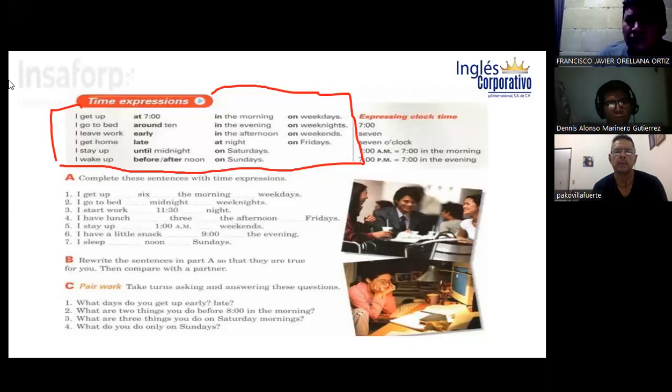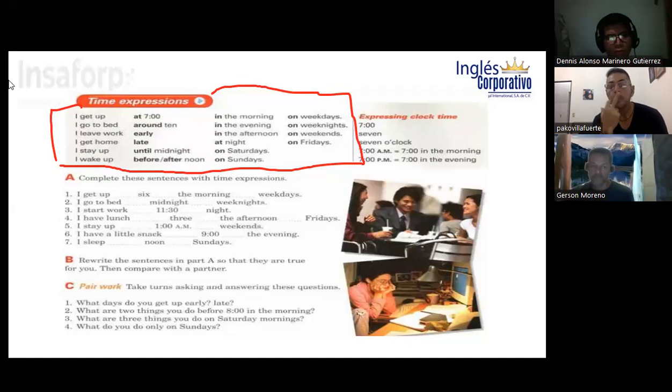So that means that "around" is not a specific time, but it's very close to 10, around 6, around 7, around 9. Then we have early, late, until midnight, que es para nosotros como decir hasta. I stayed up until midnight. Es decir, que yo me desvelo hasta la medianoche. Entonces, I stayed up until midnight.